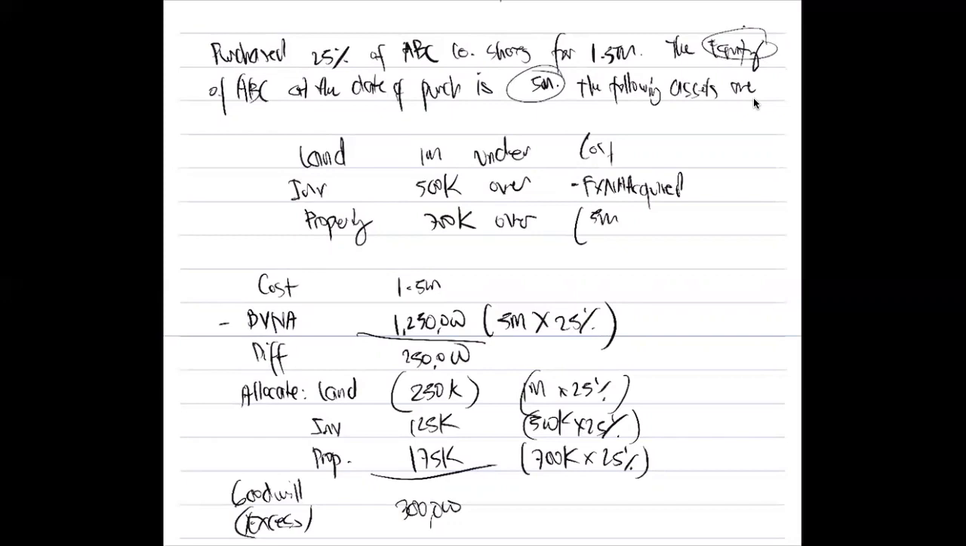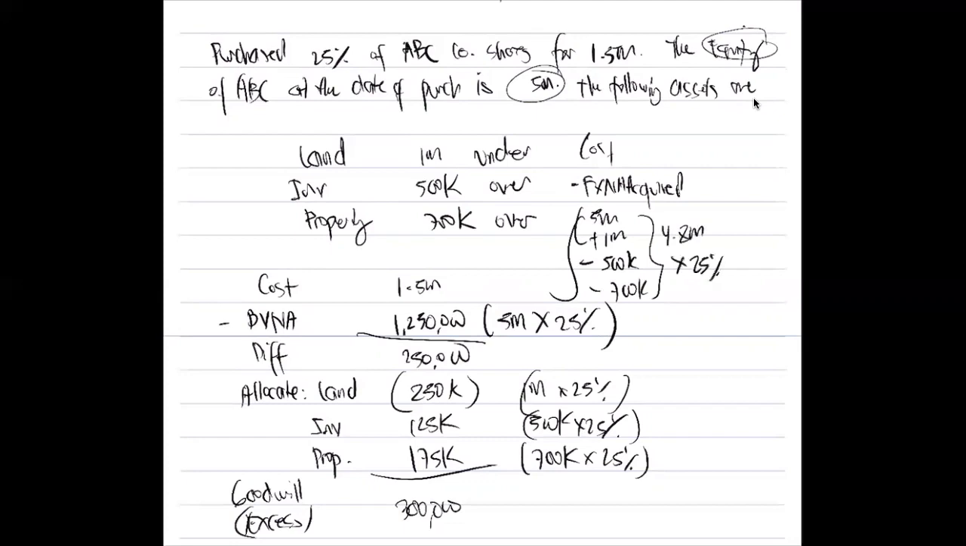And then we have your understated land, so we add 1 million. And then overstated inventory, so you deduct 500,000. Overstated property, you deduct 700,000. So what is the fair value of net assets? So 5 million plus 1 million less 500,000 less 700,000, we have 4.8 million pesos.